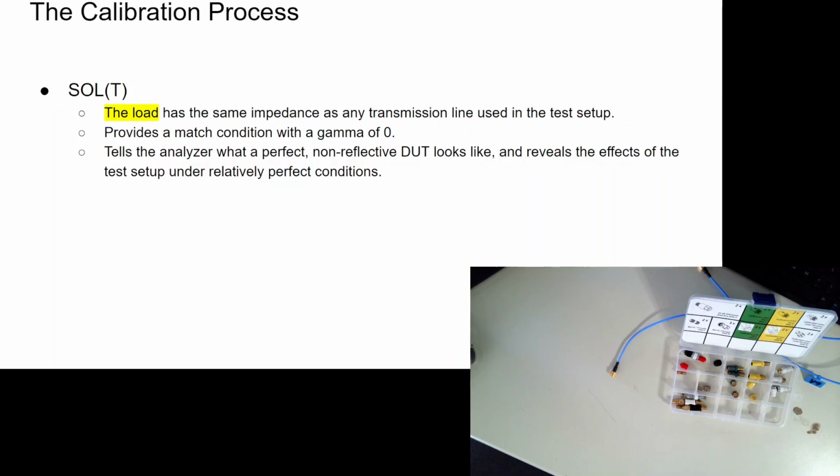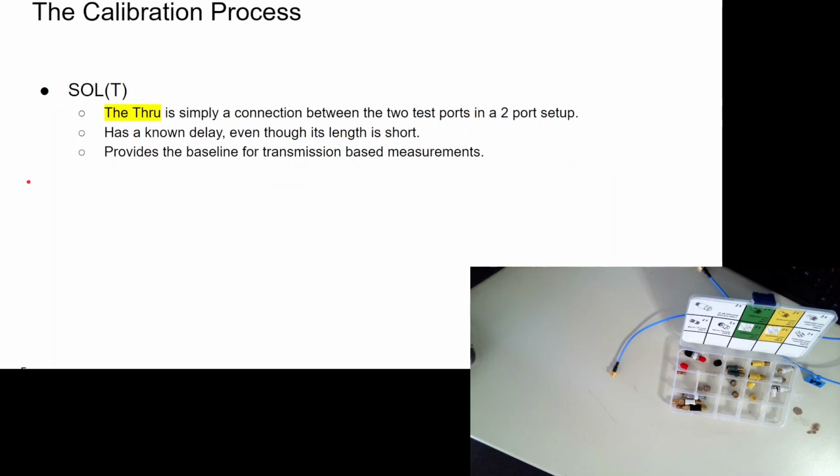Since the load has the same impedance as the transmission line used in the test setup, it gives us a gamma of 0, and it tells the analyzer what a perfect non-reflective DUT would look like, and thus reveals certain other aspects of the test setup relative to perfect conditions. So we need all three of these, and the VNA knows how to do the analysis on them in order to determine what the test setup is like and how to compensate for it.